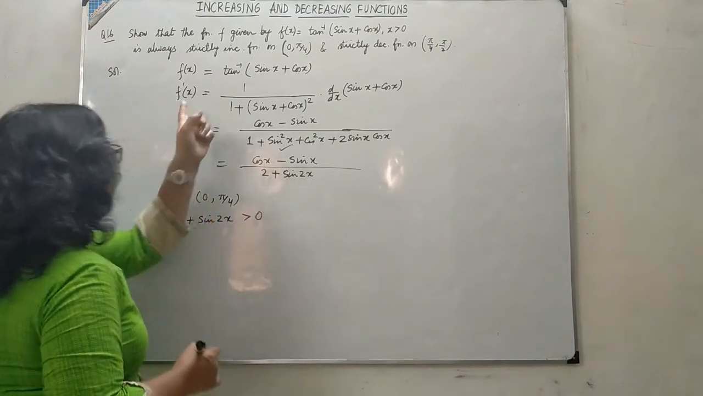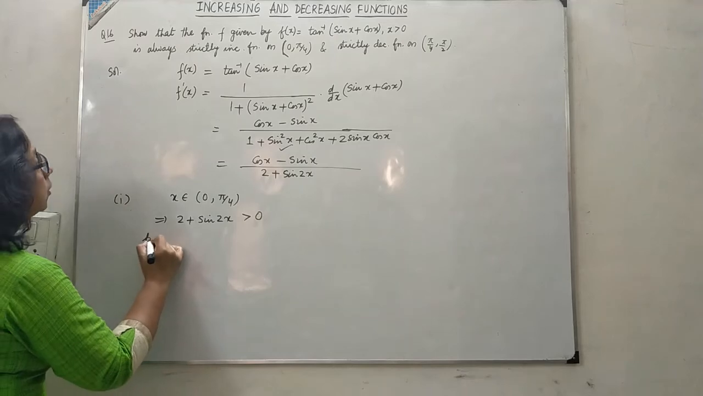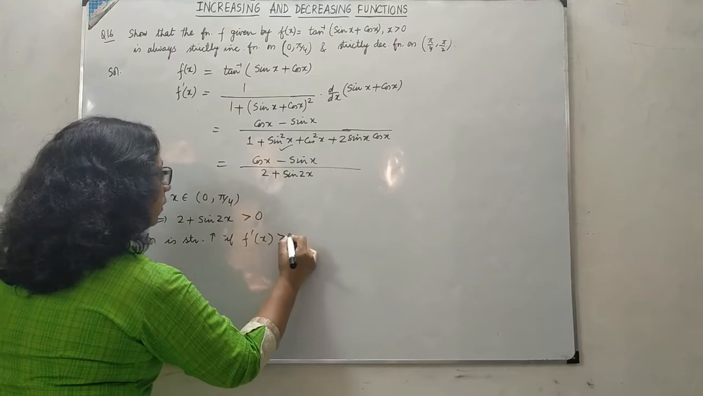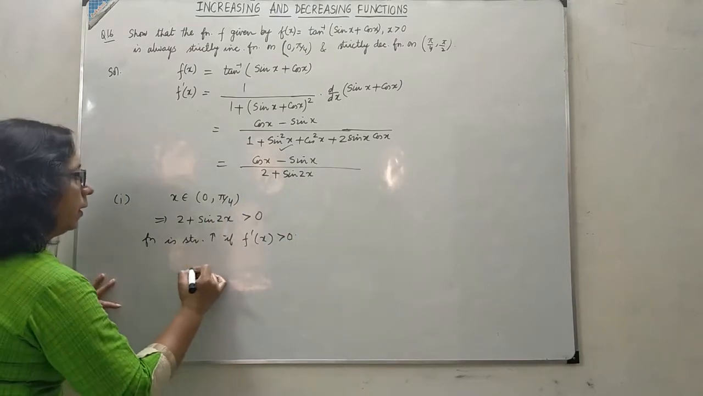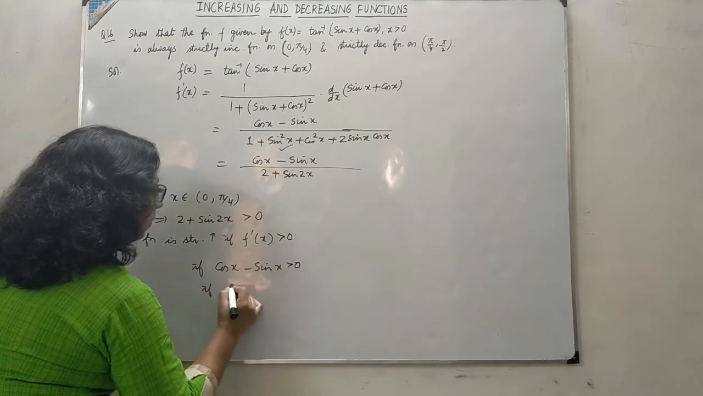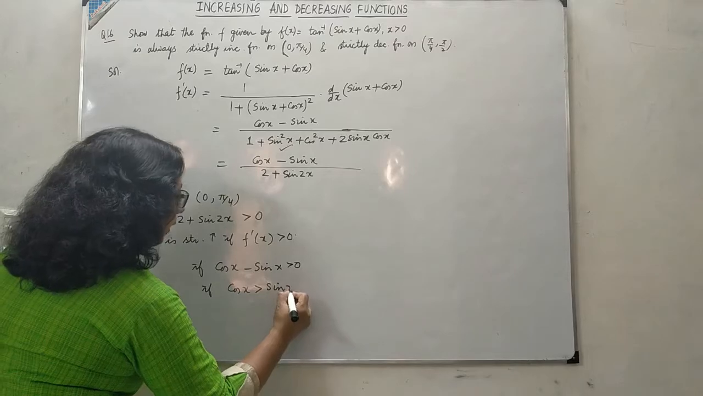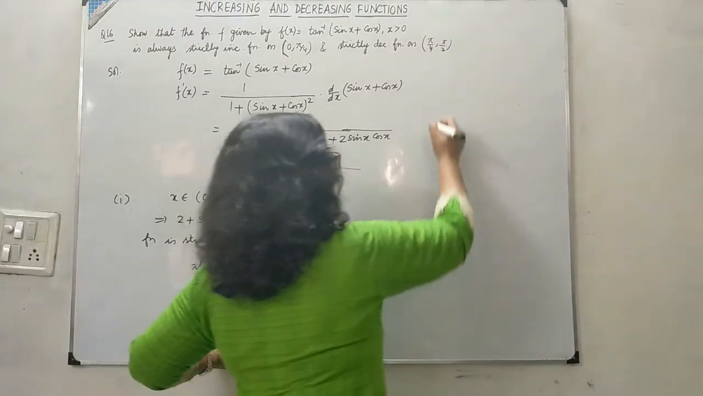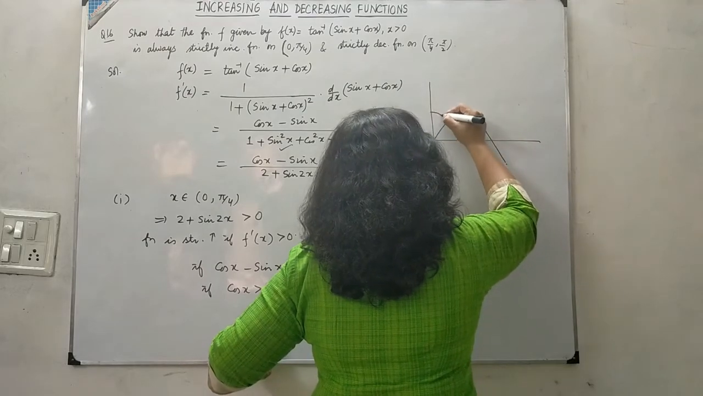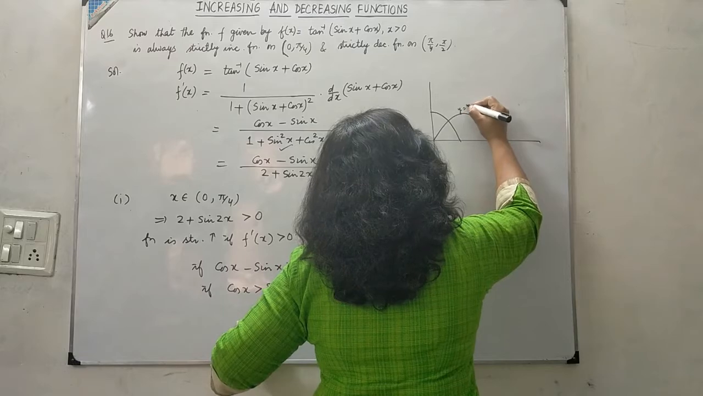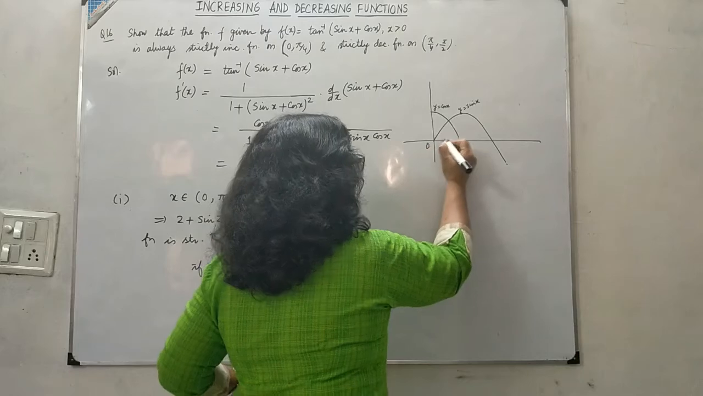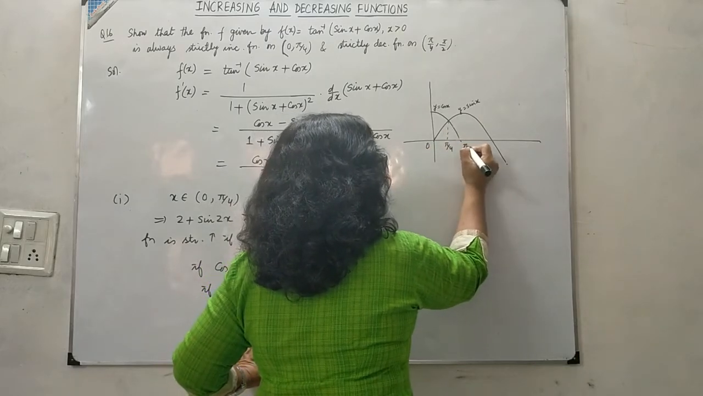So for the first part, the function is strictly increasing if f dash x is positive, and because the denominator is positive, the numerator should be positive. That means we must have cos x greater than sin x. And you know that if I draw the graph for sine and cos, we have it like this. This is y equal to sin x, and this is y equal to cos x. This is 0, this is pi by 4, this is pi by 2, etc.